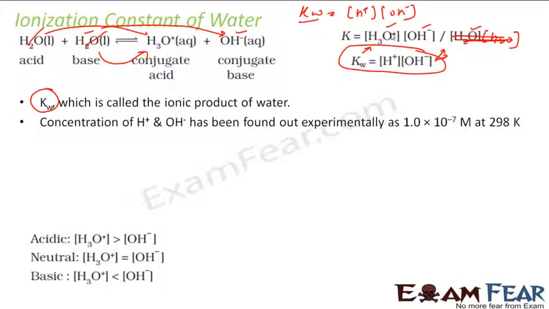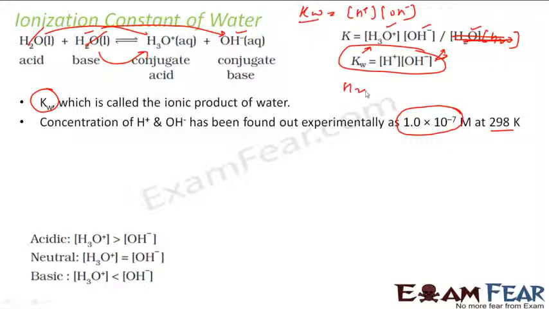It has been found experimentally that the concentration of H plus and OH minus ions is 10 to the power minus 7 molar at 298 Kelvin. That's why it is a very weak acid and a very weak base, because if you give 10 to the power 7 moles of water here, only 1 mole of the water will break into H plus and OH minus ions.